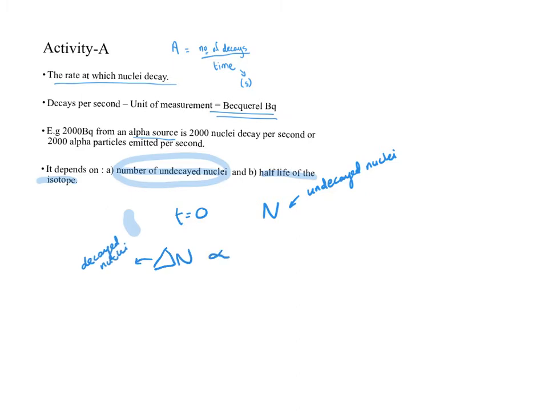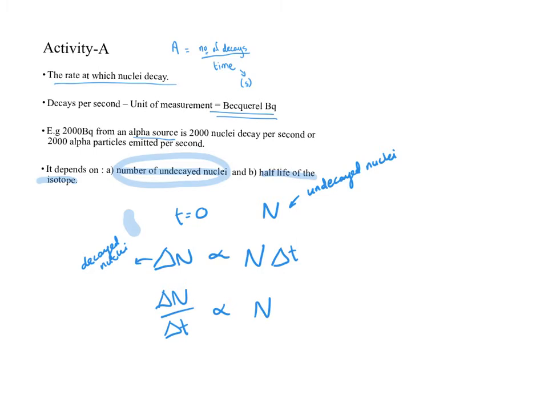It should be directly proportional to the number of undecayed nuclei, just like we showed in the previous part, and the small amount of time that it took for it to disintegrate, to decay. So I can rewrite this equation. I'll just rearrange it to delta n over delta t, directly proportional to the number of undecayed nuclei. This is a direct proportionality relationship.